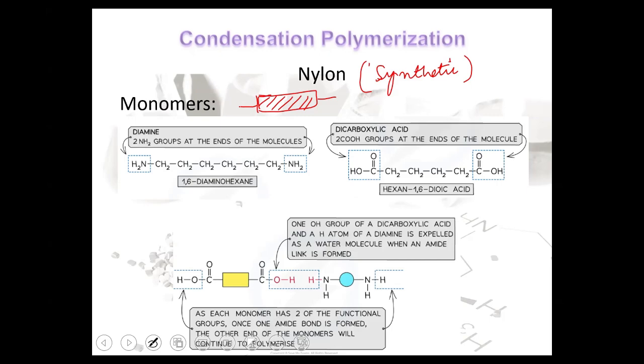So for nylon, we are going to have two monomers. One is named as diamine. I told you the general name is diamine. You are not going to learn the whole name 1,6-diaminohexane. It's simply a diamine which has 6 carbons in between, and this is the box.